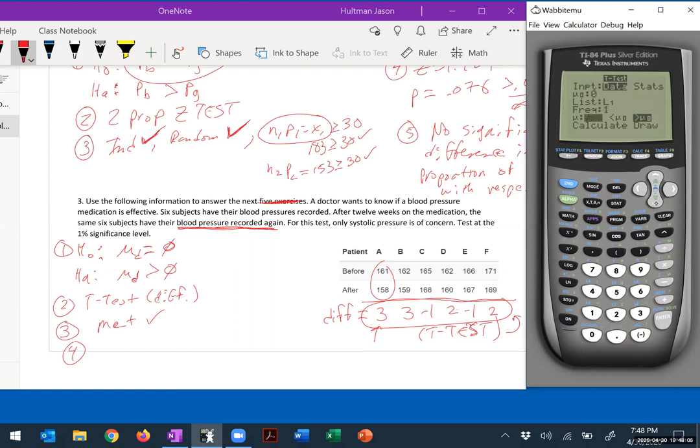And then I want to do, in this case, greater than. Do I want the difference? I want to see if the difference was positive. And I want to calculate. And this gives me a t-score of 1.75 and a p-value of 0.069.